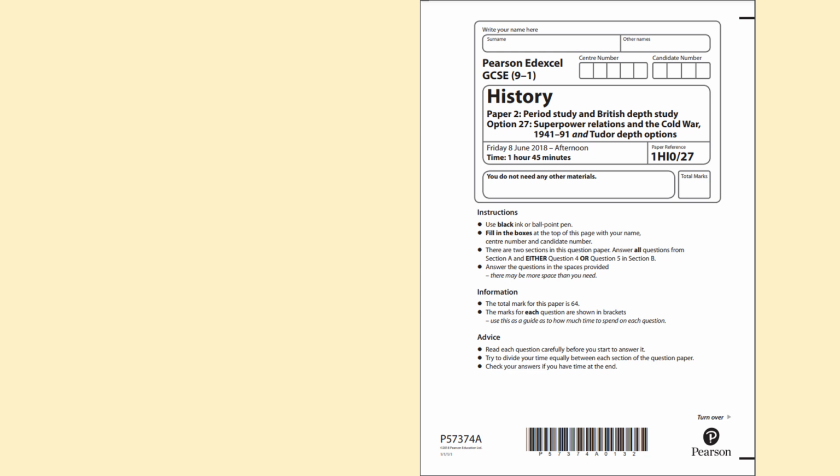This video is a walkthrough of the exam questions you will get when taking the period study, superpower relations and the Cold War. This unit is section A of the Edexcel Paper 2 exam and it is taken alongside the British depth study in section B. The entire exam is 1 hour 45 minutes long. This video is only examining the Cold War section A, which you should aim to complete in around 50 minutes and leave 55 minutes for section B.